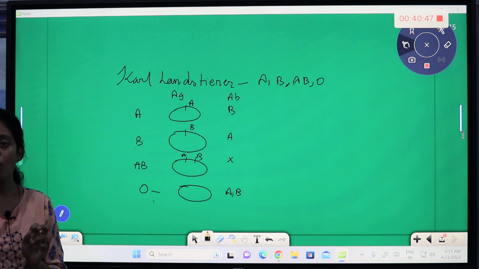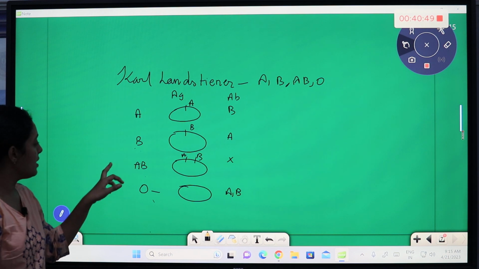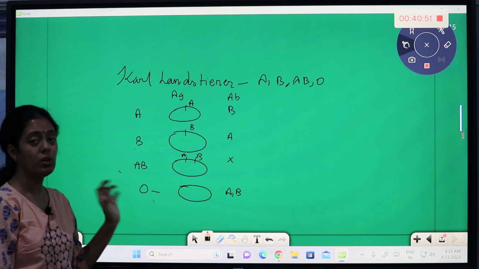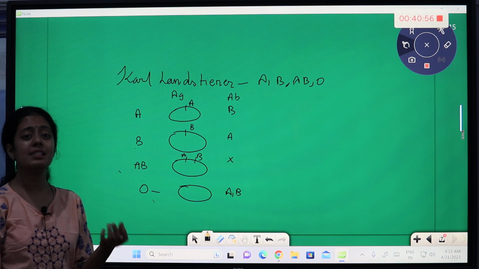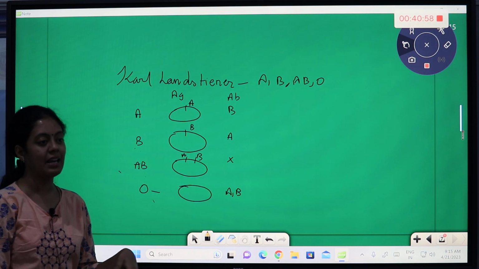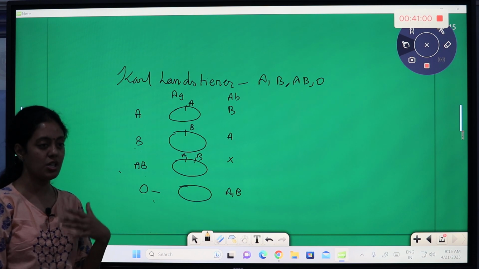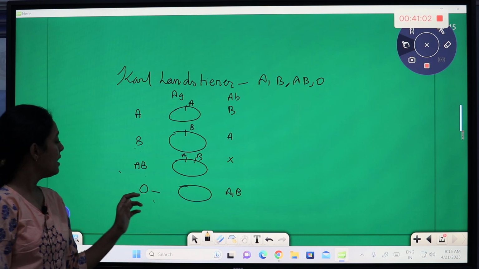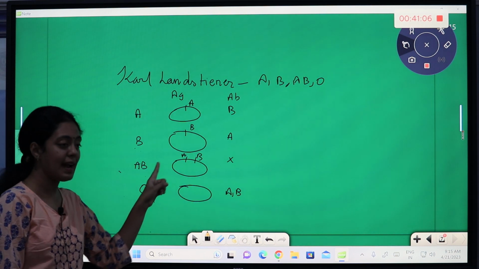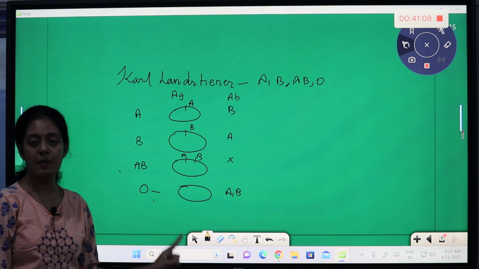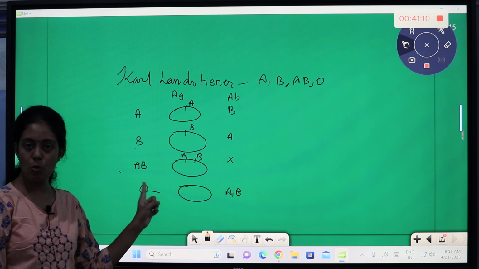Is it clear? All of you understood this? That's why we call AB blood group a universal acceptor. Because they don't have any antibodies and hence there will be no blood coagulation reaction. Is it clear? And O blood group is called universal donor because they don't have any antigen on the surface of the RBC. Okay, are these 2 points clear?